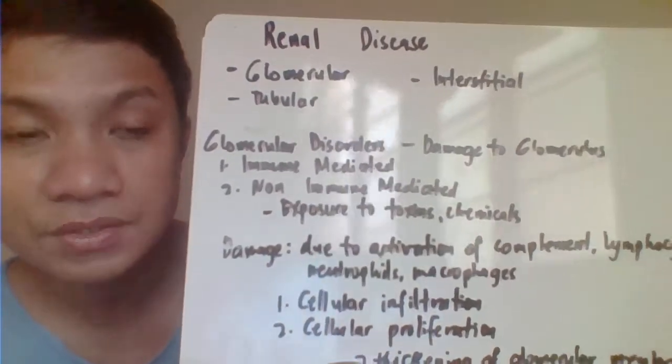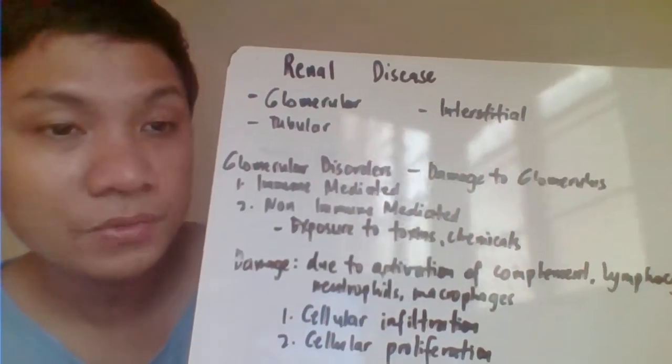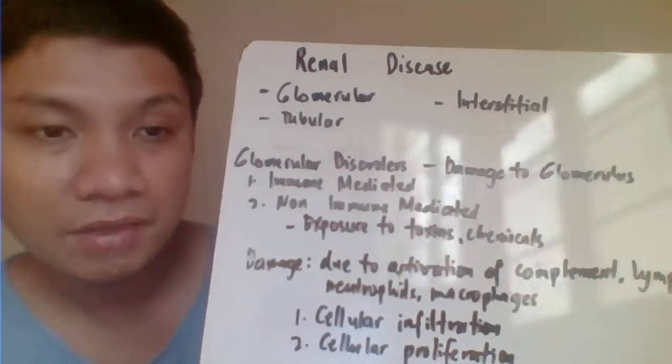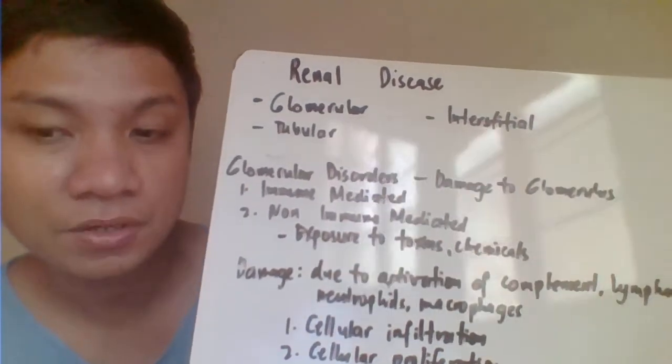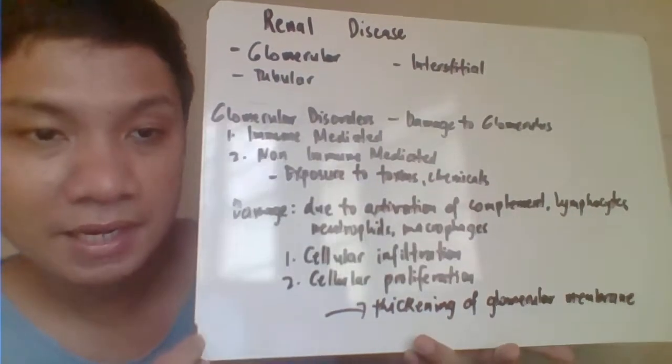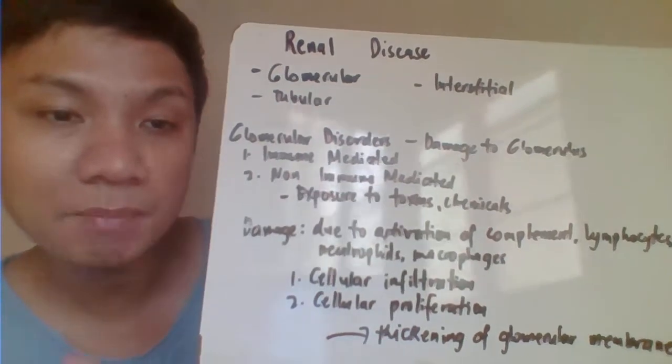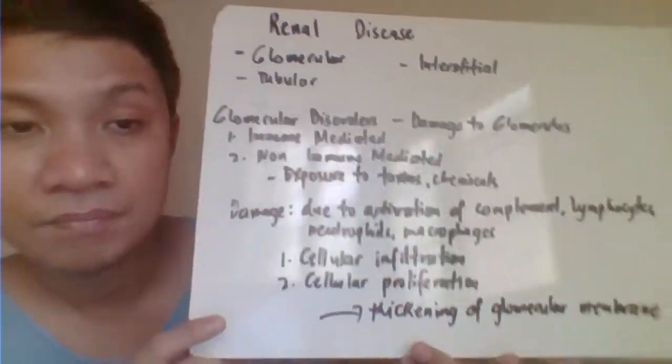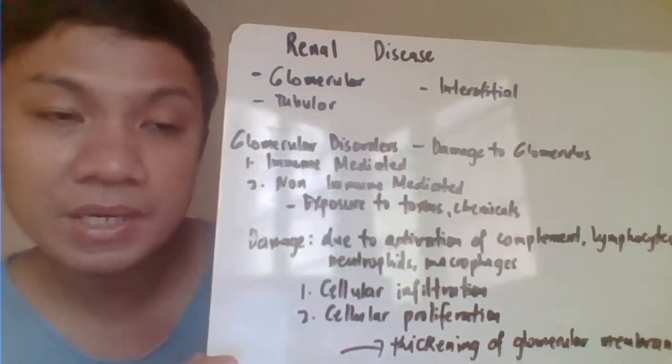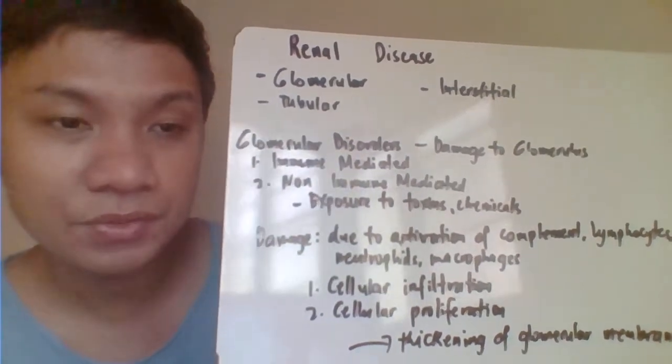Again, if the damage is basically on the glomerulus, then that's glomerular disorder. If the damage affects the tubular function, it becomes tubular disorder. And if the damage, for example, is in the interstitial part, then it becomes interstitial disorder. Okay, first we discuss glomerular disorders.